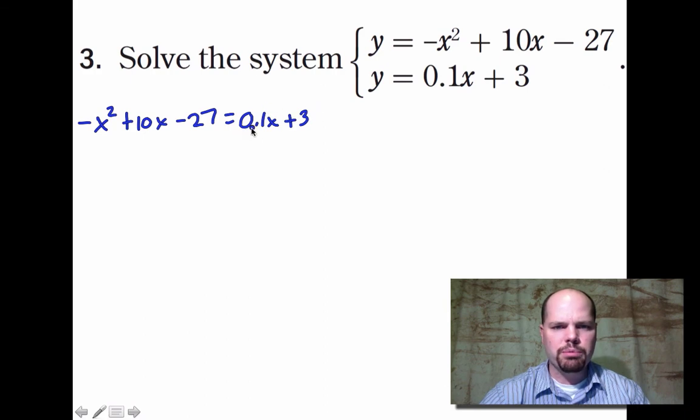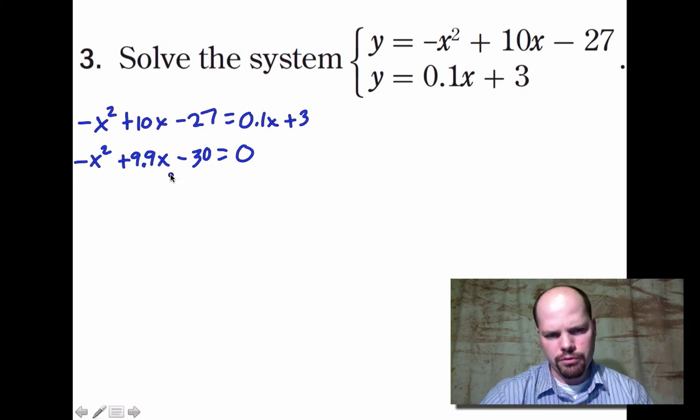So I would subtract 0.1x and I would subtract 3, so I'm going to end up with -x squared, 10x minus 0.1x, that's going to be 9.9x. And then 27 minus 3 would be a minus 30, and now it equals 0. I have a quadratic. You can use the quadratic formula program that we developed in the last chapter, or we can just solve this by hand. Let's find the discriminant first.